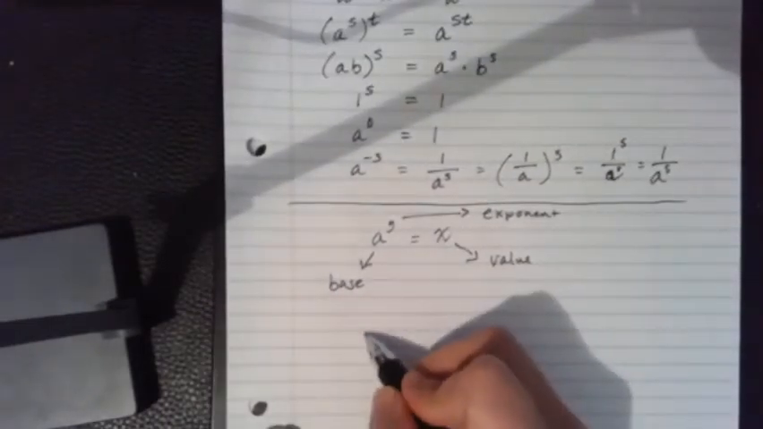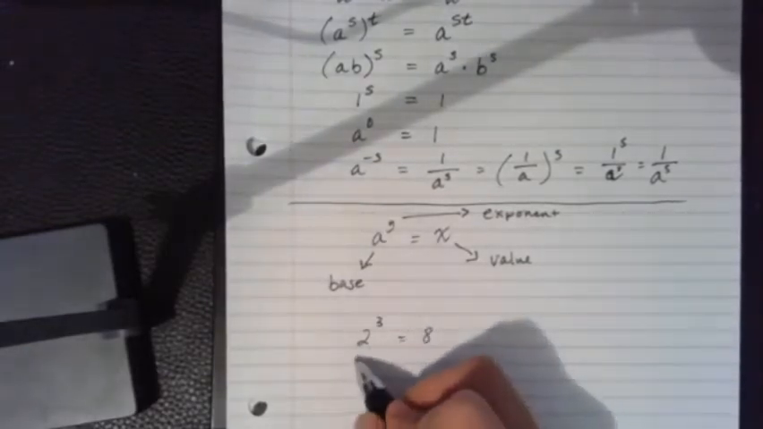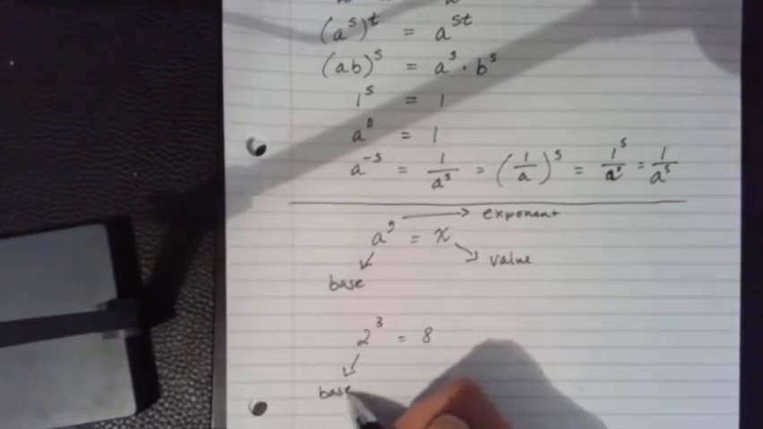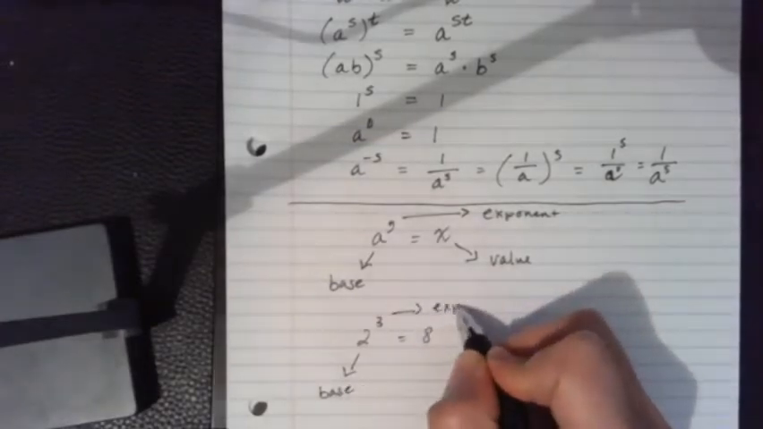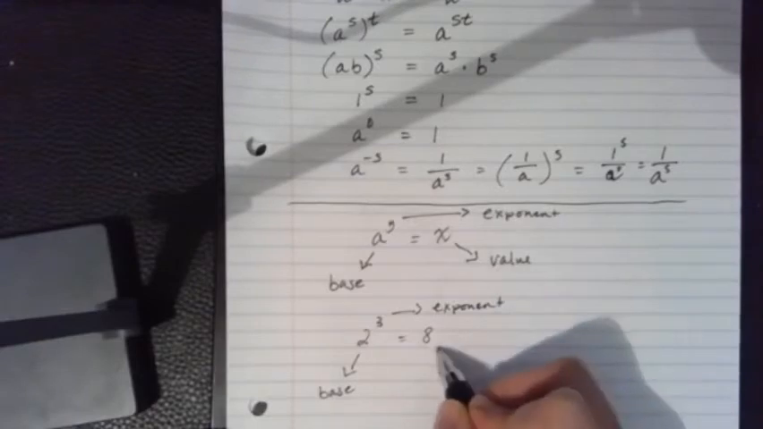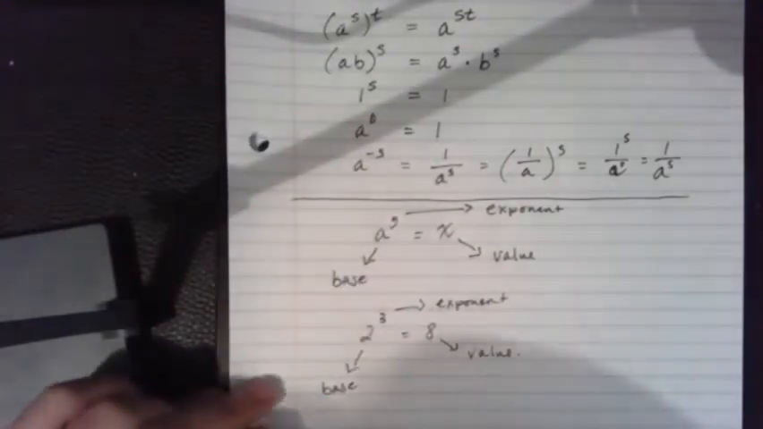So 2 to the third power is equal to 8. 2 is our base, 3 is our exponent, and x is our value. Okay. So logarithms give us a way to rewrite exponents.